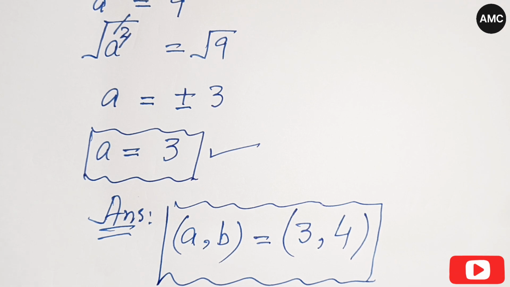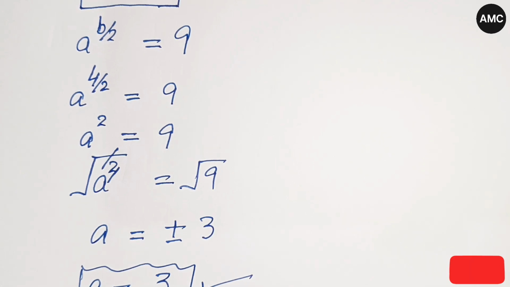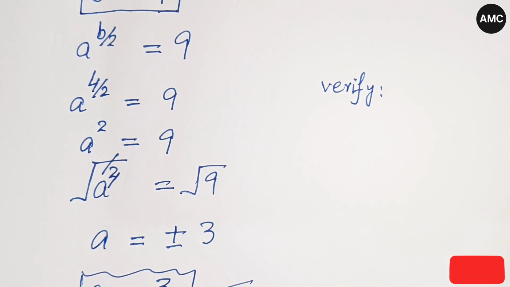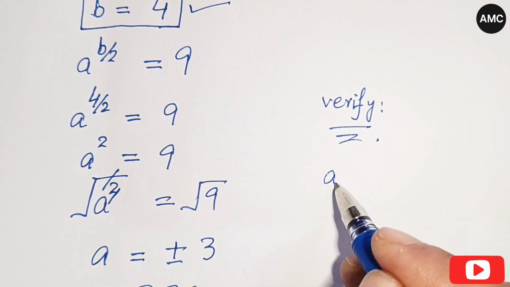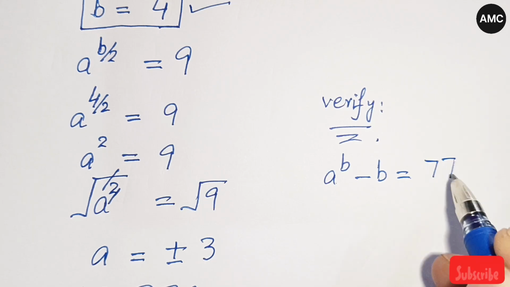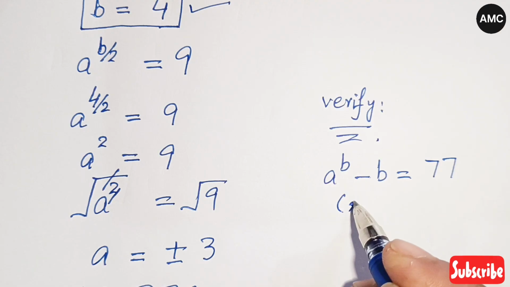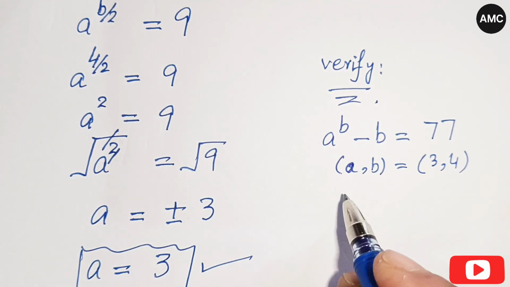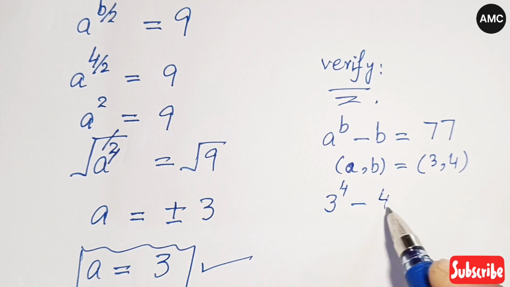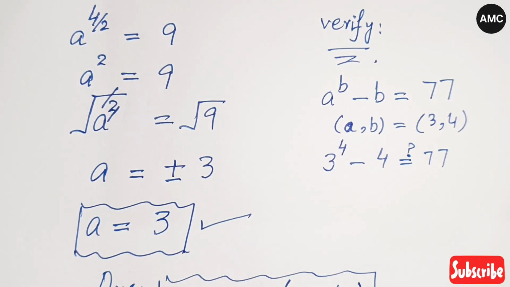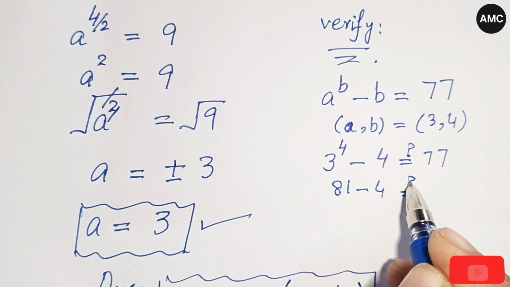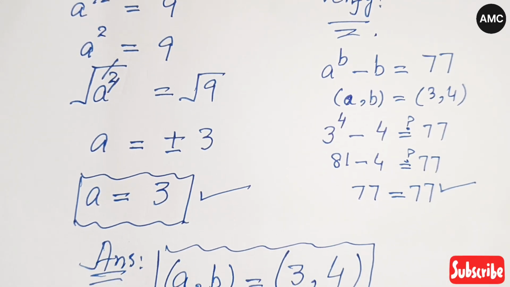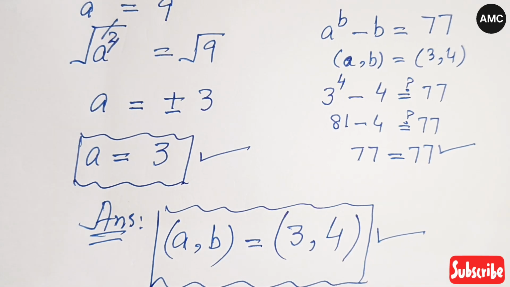Now we can also verify our answer. For verification we just recall our problem, that is, a to the power b minus b is equal to 77. Now if we put the values of a and b here, a is 3 and b is 4, it will be a to the power b, 3 to the power 4, minus the value of b, 4, is it equal to 77. Now 3 to the power 4 is equal to 81, minus 4, is it equal to 77. So 81 minus 4 is 77, then 77 is equal to 77. Hence this value of a and b is valid for this problem.